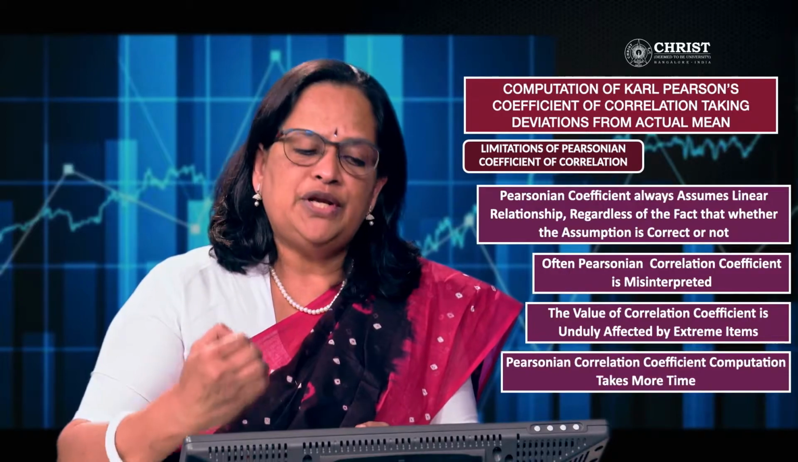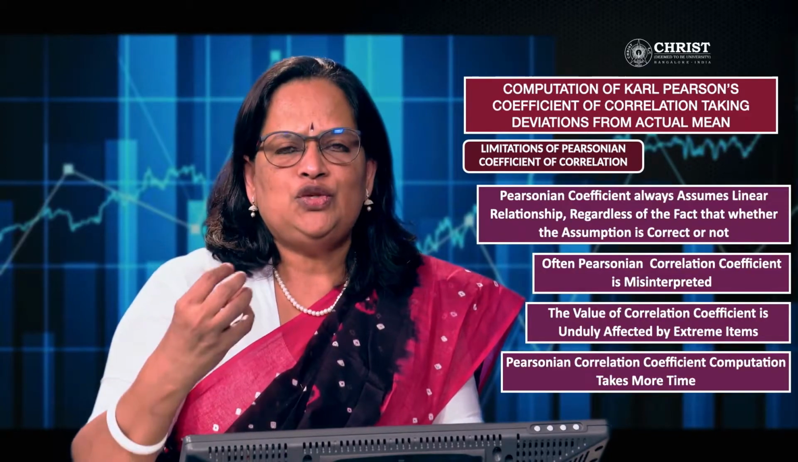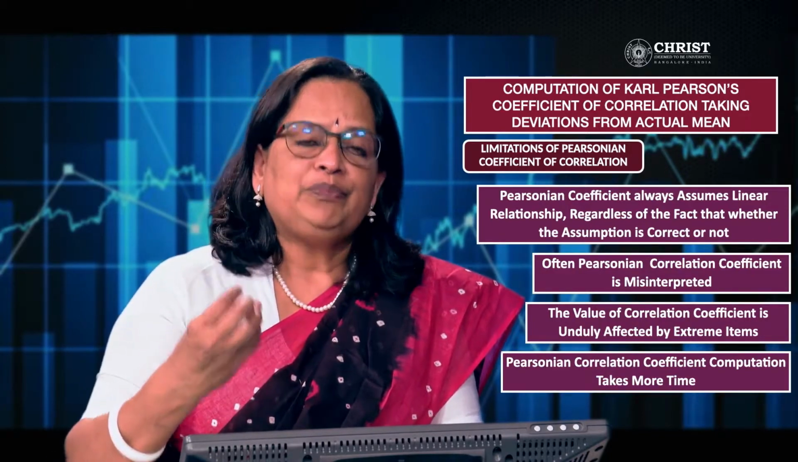Next, the value of the correlation coefficient is unduly affected by extreme items. If extreme values are there, small values or higher values compared to the other values, the final answer can get affected. Next, the Pearsonian coefficient takes more time in computing. You have to take the square root, you have to do calculations. Whether it's actual mean or assumed mean, it takes time to compute. The computation is difficult for some, as it is a lengthy procedure.